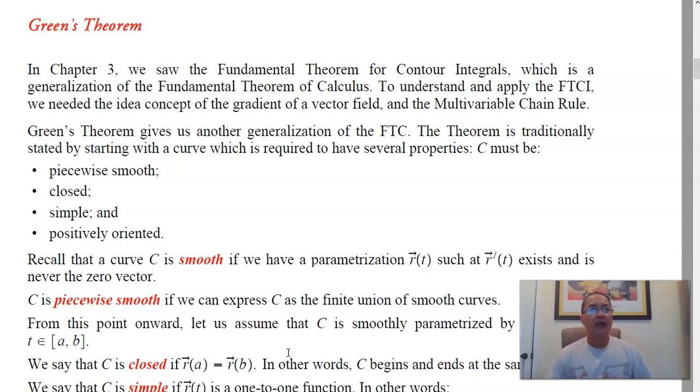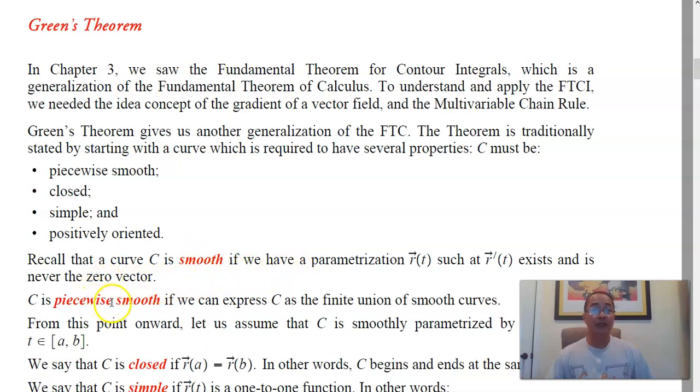So fortunately, Green's theorem is a little bit more flexible than that. Except we're going to be a little bit particular about what our curve looks like. It's the domain that is really more sensitive. So there's a laundry list over here of 4 properties that our curve is going to have to satisfy to apply Green's theorem. First, it has to be piecewise smooth. Remember what smooth means. The derivative must always exist and never be the zero vector.